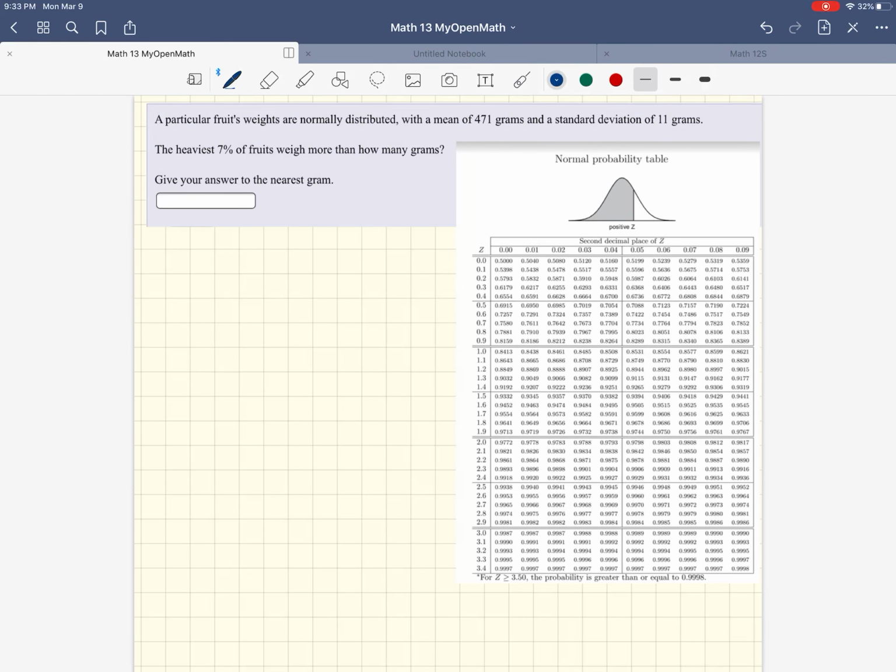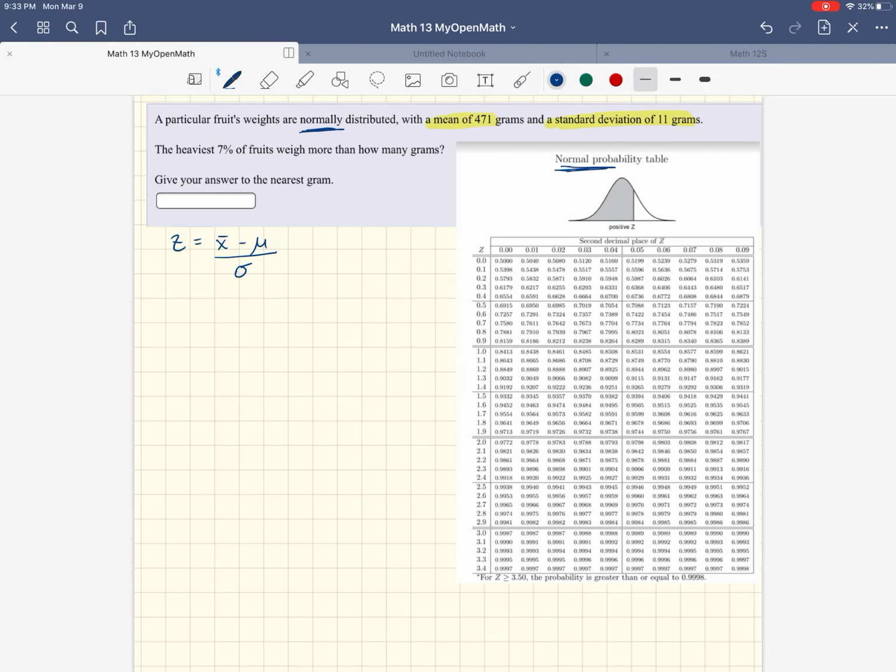Okay, first thing to notice is we thankfully have a normal distribution, so we can use our normal probability table. But our mean is not 0 and standard deviation 1. In this case, the mean is 471 and the standard deviation is 11. So we're going to be using the following formula. Z equals x minus the mean, divided by the standard deviation. That'll normalize our data for us.